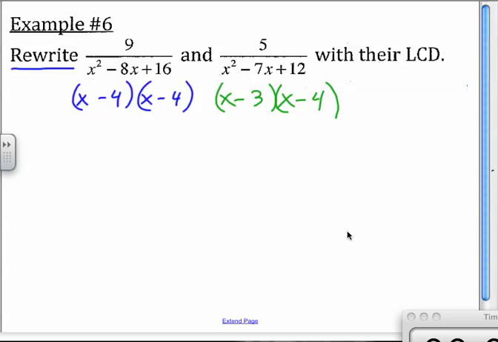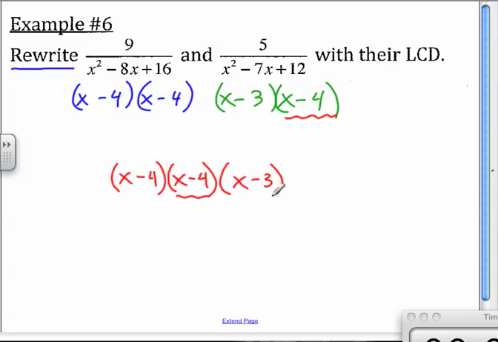All right, now I need to be able to make both of these denominators from the least common denominator. So for the first fraction, to get that denominator, I need an x minus 4 and an x minus 4. Okay? Now for the second fraction, you'll see I need an x minus 4, but I've already got one. And I also need an x minus 3. Now, what we need to do is, this is the common denominator. Okay? I can make both of these denominators from this LCD.